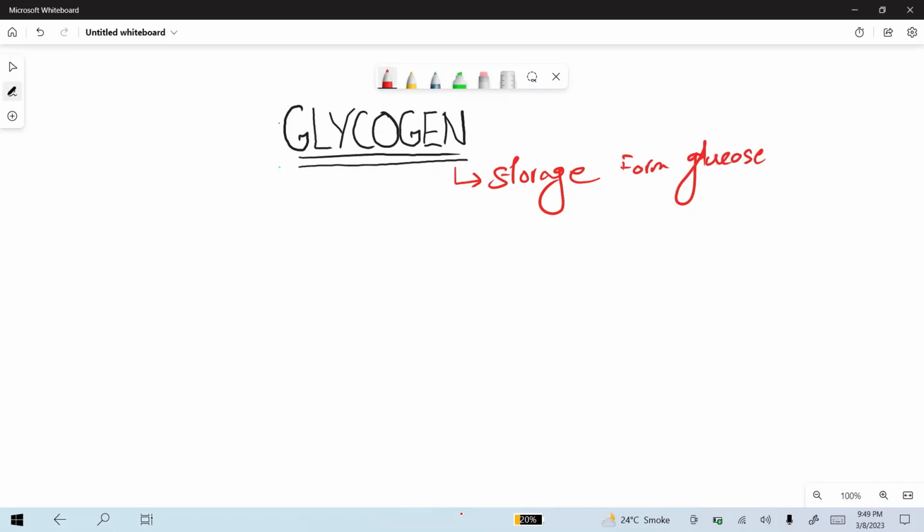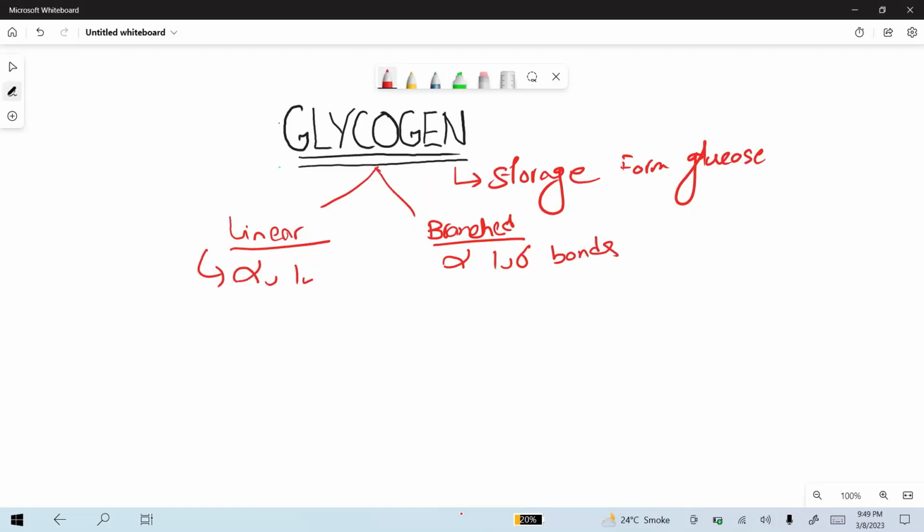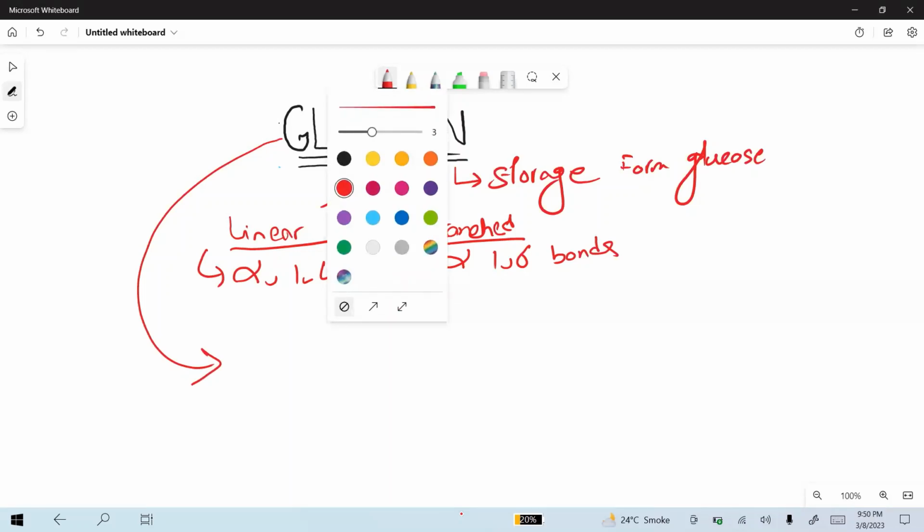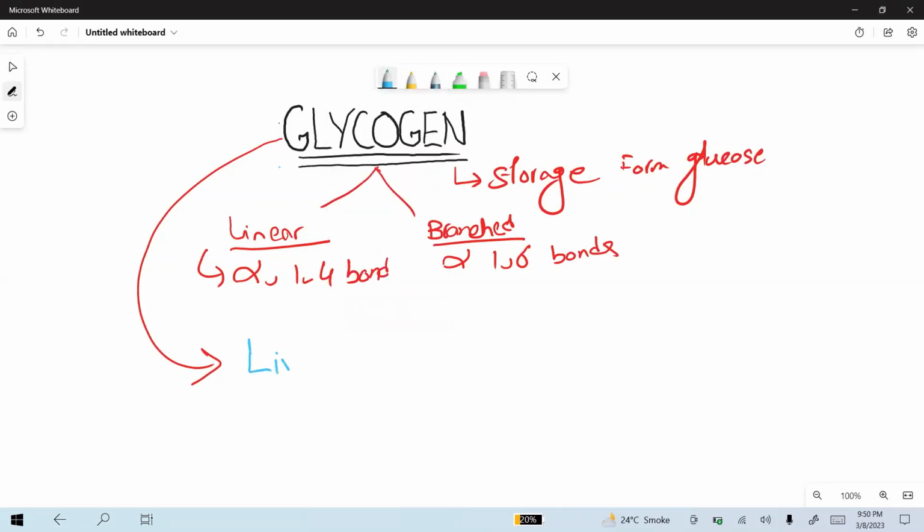Glycogen may be linear or branched. Branched glycogen has alpha 1,6 bonds, while linear glycogen has alpha 1,4 bonds. Glycogen synthesis takes place in the liver and skeletal muscle cells.